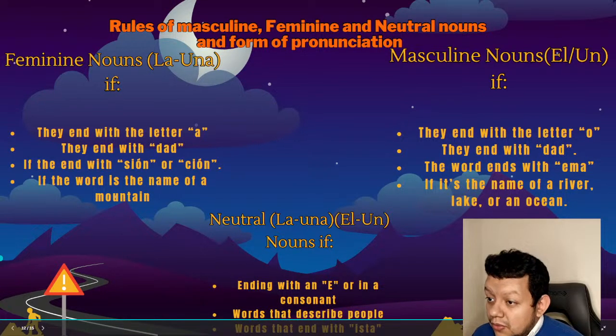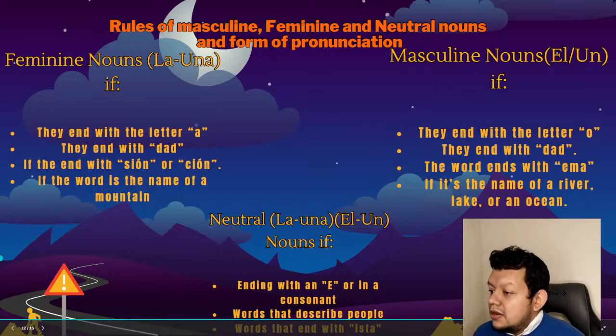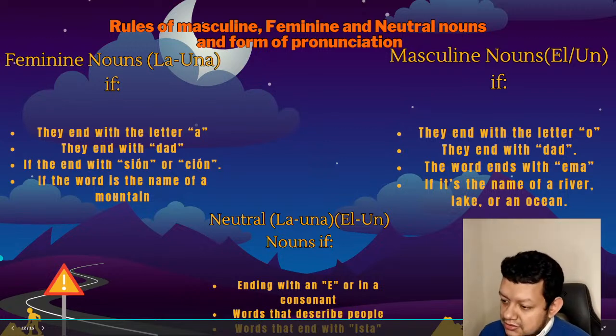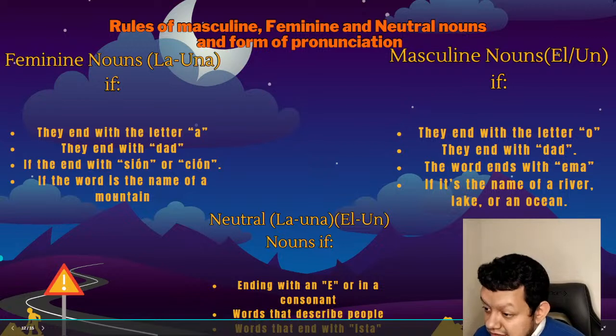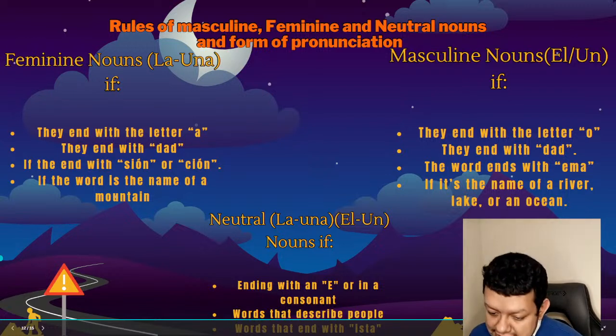But on the rules, la, if it ends with an A, dad, sion, or its name of a mountain. El, if it ends with an O, the word ends with ema, or its name after a river, lake, or an ocean. And lastly, neutral ones, the ones ending with E, words that describe people or end with ista.